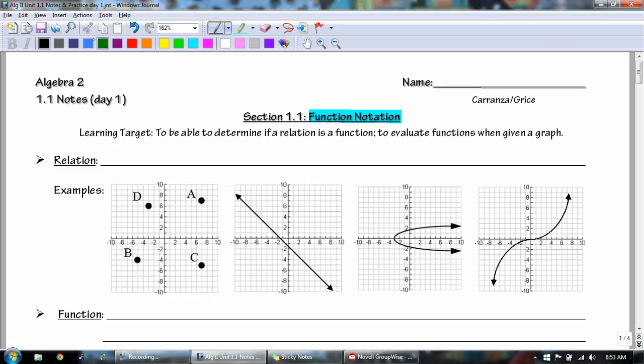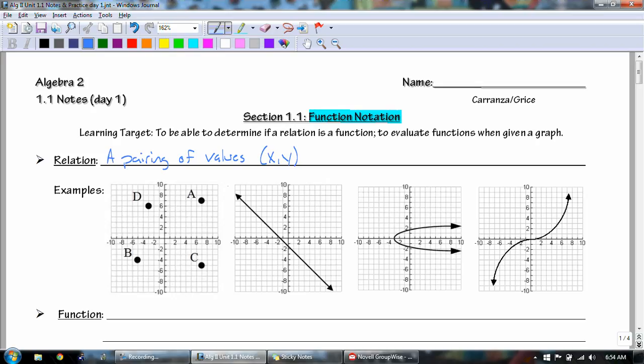So, a relation is not just something you have with your parents, but is also a pairing of values, okay? And when we're talking about a pairing of values, we're talking about x comma y, okay? That's an ordered pair, all right?